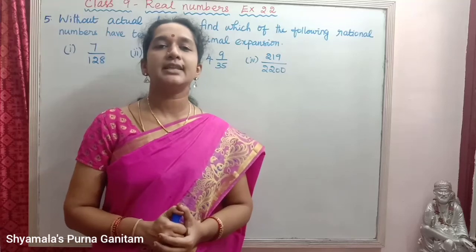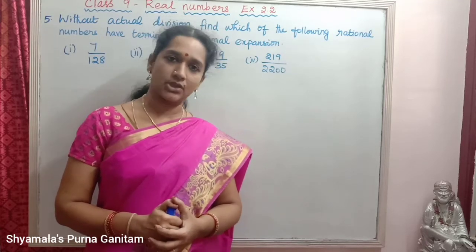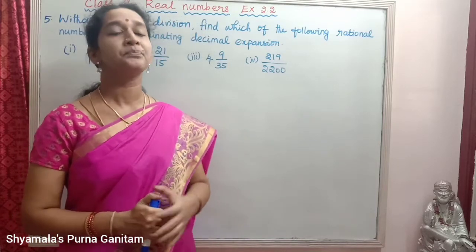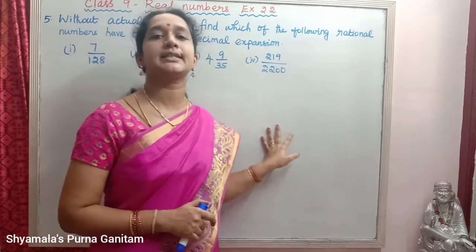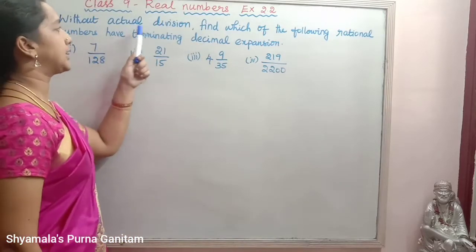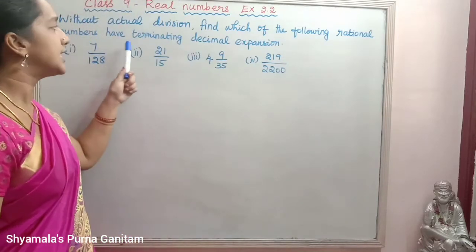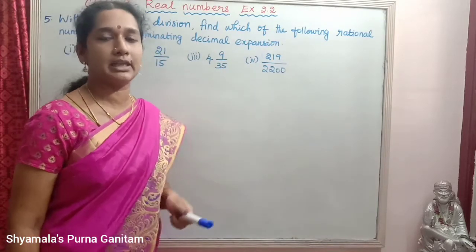Good morning students. In this class, I will be doing the class 9 Samacheer Kalvi syllabus or matriculation syllabus, second chapter, real numbers. In exercise 2.2, the fifth sum is: without actual division, find which of the following rational numbers have terminating decimal expansion.